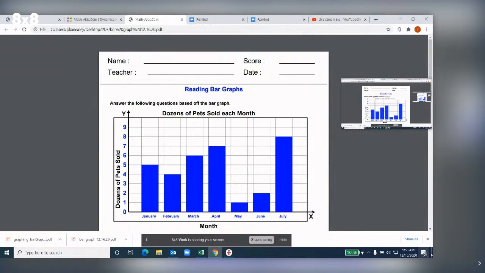It's got the y-axis, which goes up and down, and the x-axis, which goes horizontal. On the y-axis, it looks like dozens of pets sold, and on the x-axis, the month. The title is dozens of pets sold each month. Remember, it says dozens, so that's going to be 12. If we're just looking at pure numbers, if it was in May at 1, that'd be 12 pets. 2 would be 24. You have to keep in mind it says dozen, so there's 12 in a dozen. That's just something to think about.